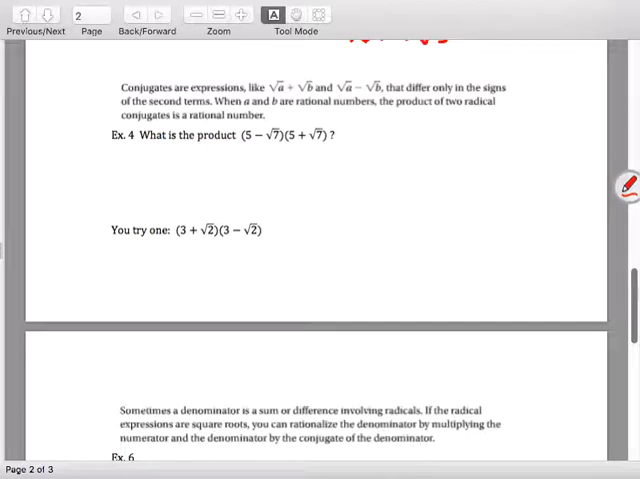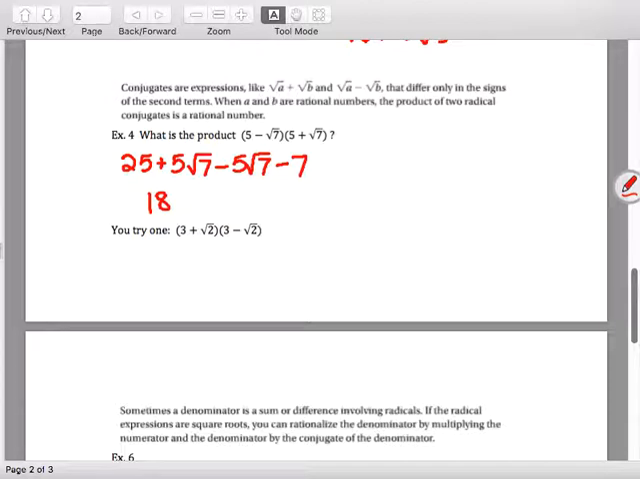And don't flip the page because we're going to add another example to the right here. So don't work ahead and then think you're going to flip because we're not going to be ready yet. 5 times 5 is 25. The outer is positive 5 radical 7. The inner is minus 5 radical 7. And the last is minus 7. So the outer and the inner cancel. So that's 18.